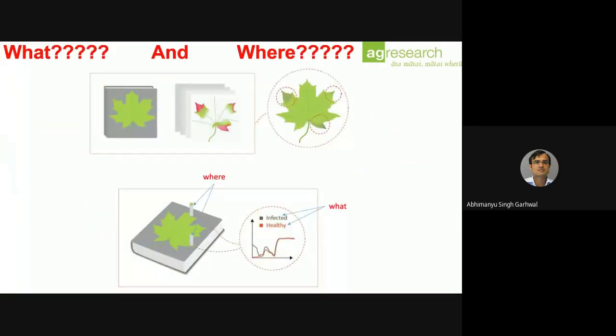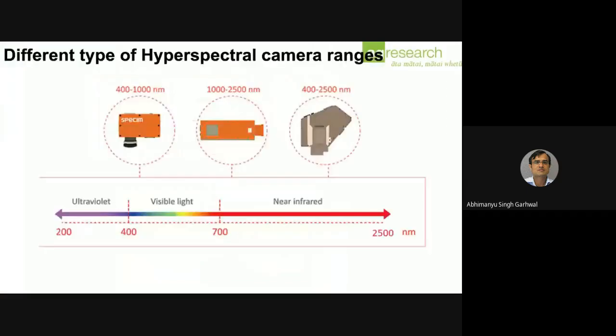So this I explained previously. By hyperspectral imaging, we can analyze every pixel, like this pixel, and see whether it is infected or healthy. So both pieces of information we can obtain from hyperspectral imaging: which location is infected, which location is healthy. That's the advantage: we have the spectral and the spatial information using hyperspectral imaging.